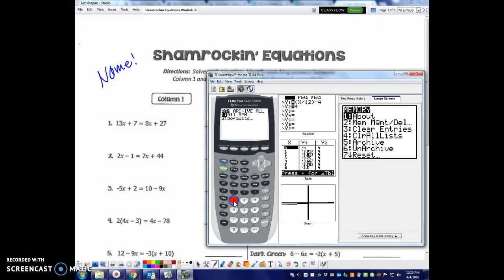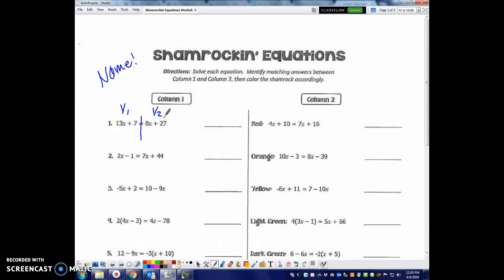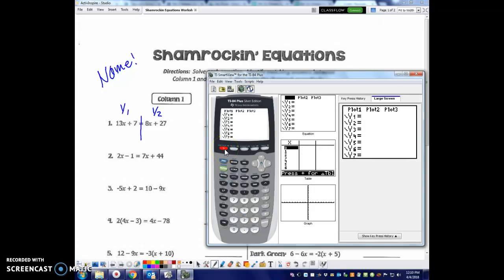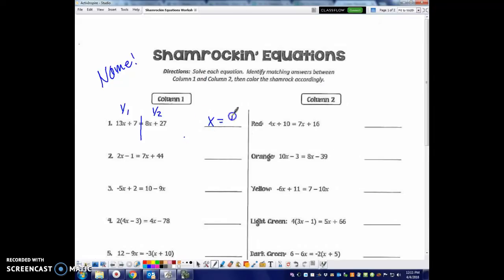Let me clear what I have on it right now. I'm going to be using the calculator to help solve these equations. So let's look at number 1: 13x plus 7 equals 8x plus 27. We're going to split that down the middle. This side goes into y1, this side goes into y2. So in y1 we put 13x plus 7. In y2, put 8x plus 27. Hit graph. Okay, so second trace 5. Enter, enter, enter. X equals 4.